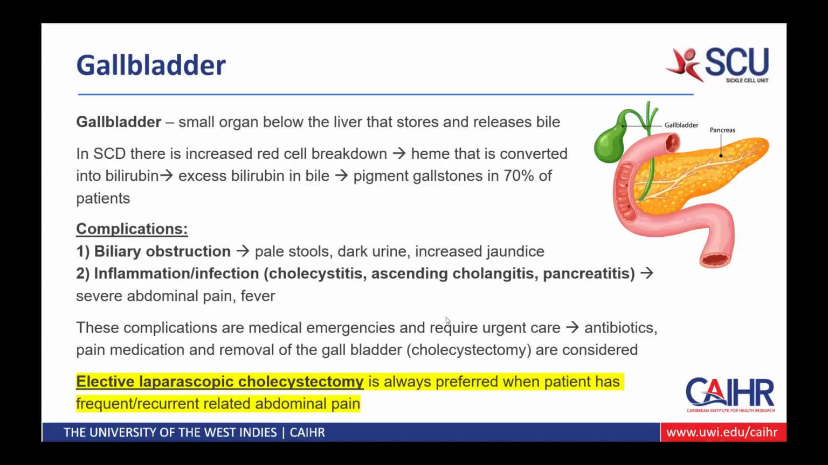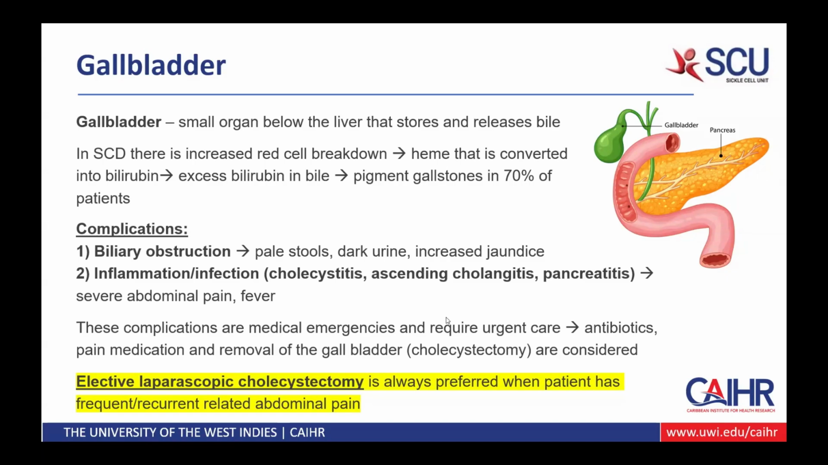And it can lead to some complications. So usually you may just have abdominal pain, but sometimes that can become a lot more severe and could suggest that some other things are happening.